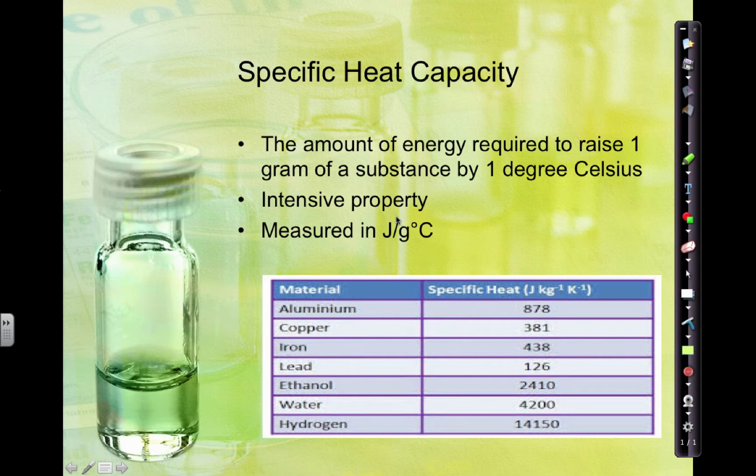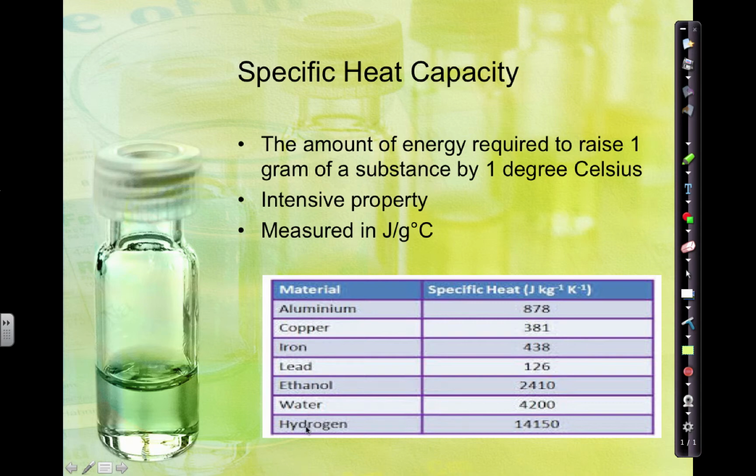All right, so this is an intensive property. So no matter how much I have of that substance, it will always be the same. So it can actually be used to identify a compound or an element. So if I have copper, copper will always have a specific heat capacity of 381. So that means it takes 381 joules to heat up 1 kilogram of that substance by 1 Kelvin.